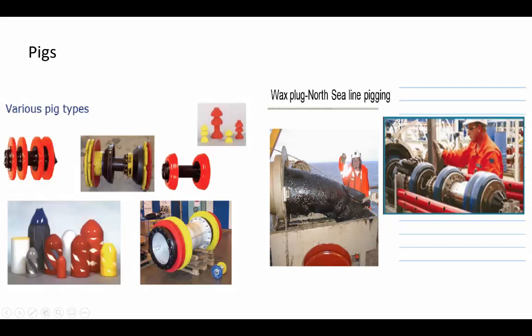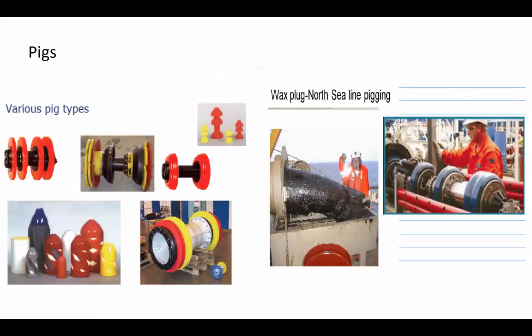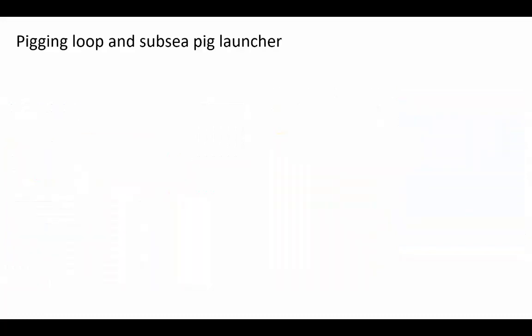And that's, for example, with wax scraping, that's what you get at the end, of course, because the wax starts to accumulate in the front of the pig. And again, it's very critical if you get a big plug of wax in the front of the pig, then you have to be able to push it further. Otherwise, if you need to increase the pressure too much, then the pipe might burst. So you always have to be careful with that.